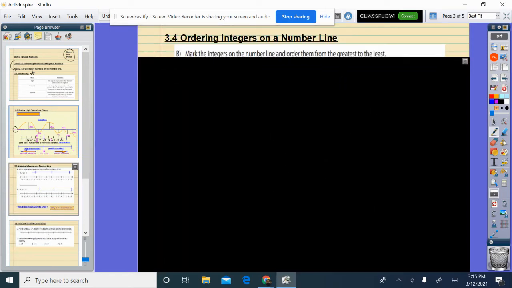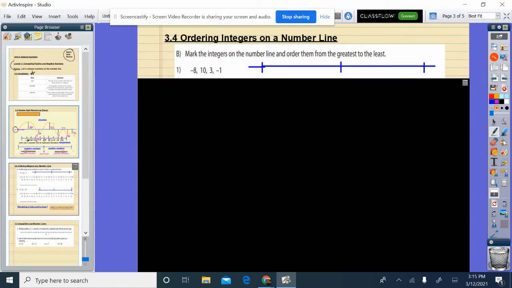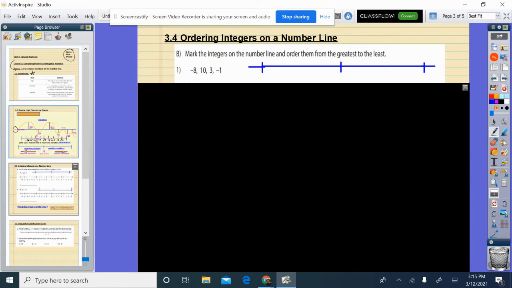So here we go. Now let's be more specific about ordering integers on a number line. I'm using integers, which are whole numbers, both positive and negative, and 0. But the same thing can be done in terms of ordering any type of signed number: fractions, decimals, and integers on either side. Those are all considered what we call rational numbers. So here we have: mark the integers on the number line and order them from greatest to least. And here are my numbers right here. So I'm just demonstrating here how you can draw your own number line. There's 0 again.